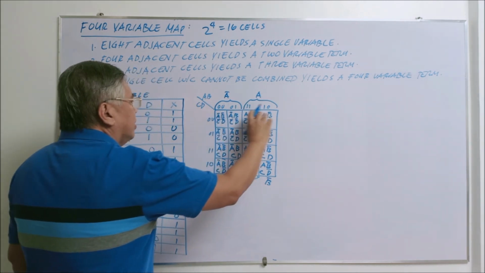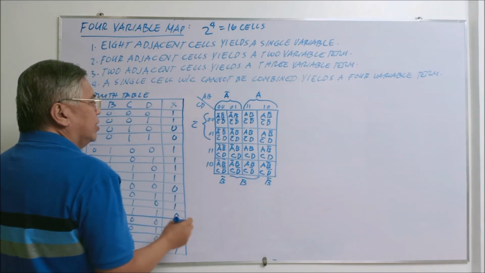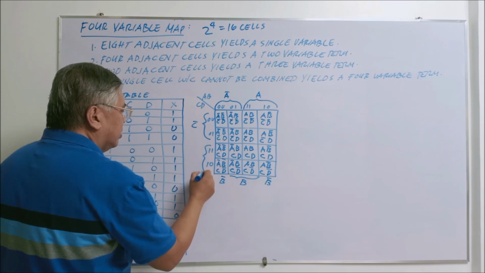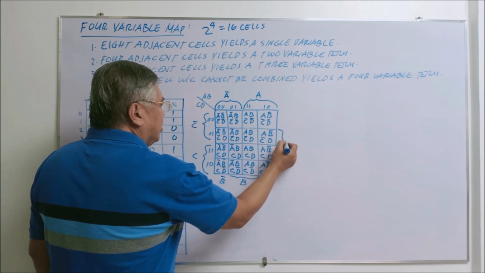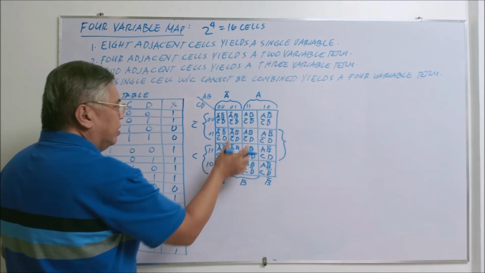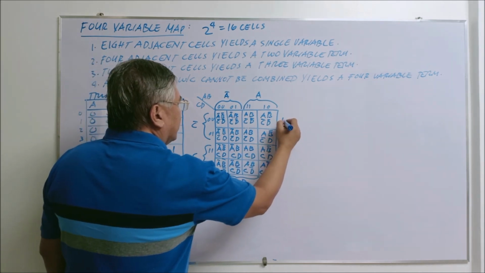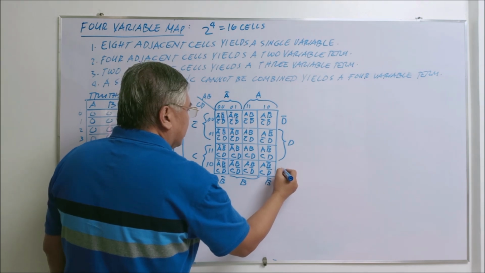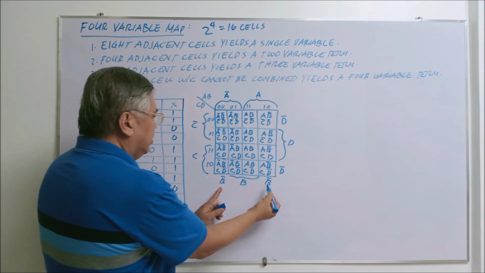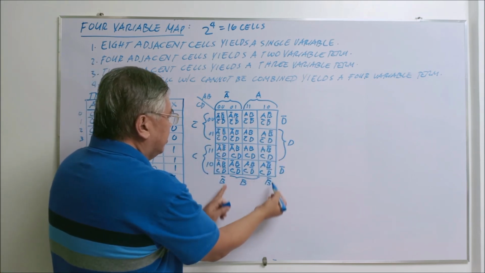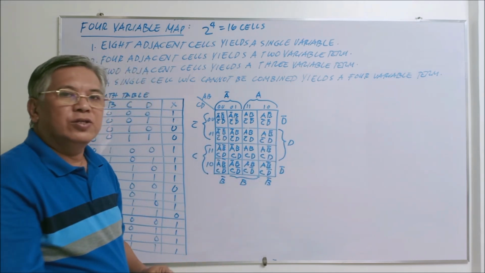Then here, the common is C bar. And then here, the common is C. Okay? Then here, the side middle, the common is D. Therefore, here you have D bar and D bar. So this one here belongs to B bar, and these 8 adjacent cells are adjacent together.